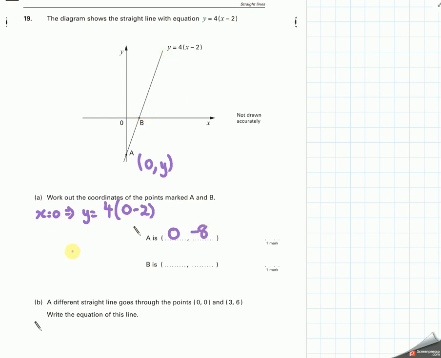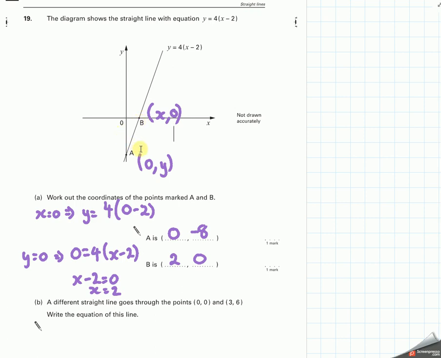B is when y is 0. And that tells me 0 is equal to 4x minus 2. Well, I can divide everything by 4 or multiply it out. If you divide everything by 4, 0 divided by 4 is nothing, so we get x minus 2 equals 0. That's the case when x equals 2. So 2 and 0, because this point must be an x value and 0. Across, up and down, nothing.